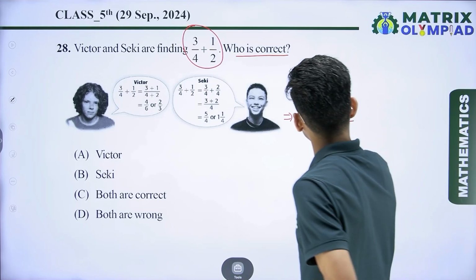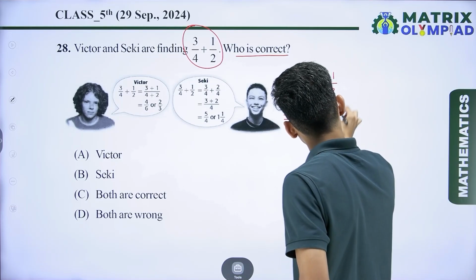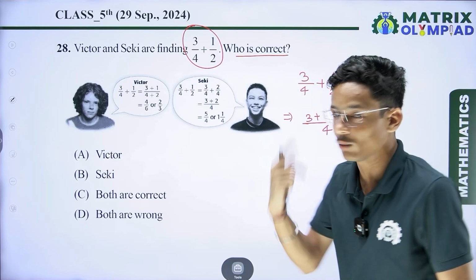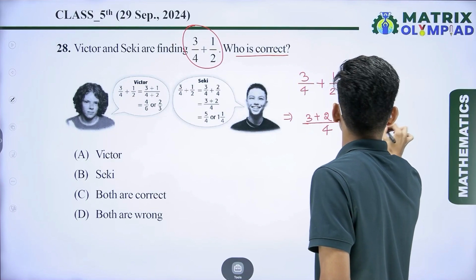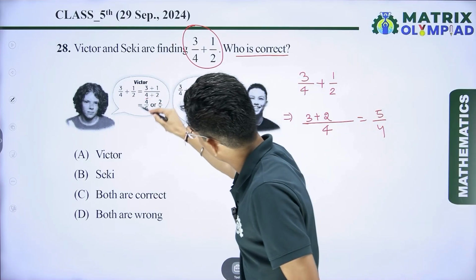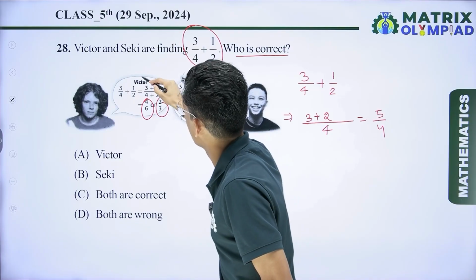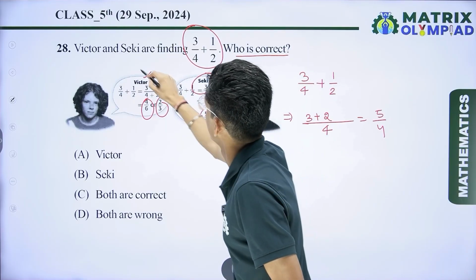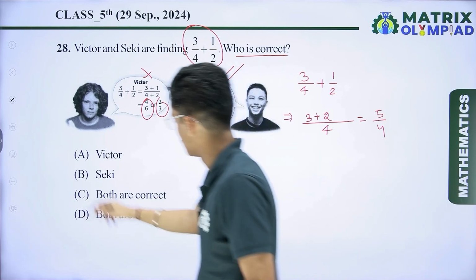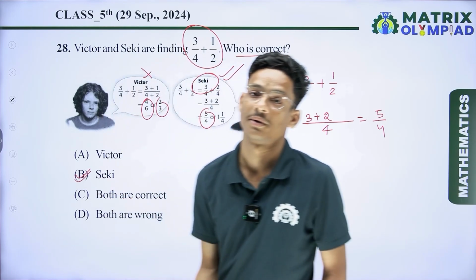1 is multiplied by 3. So here 3 plus 2 divided by 4 is equal to 2. 2 multiplied by 1 is equal to 2. So here the answer is 5 upon 4. So 6 upon 4 and 2 upon 3 answers Victor's and Seki's answer is 5 upon 4. So who is correct? Victor is wrong and Seki is correct. So here option number B is correct.